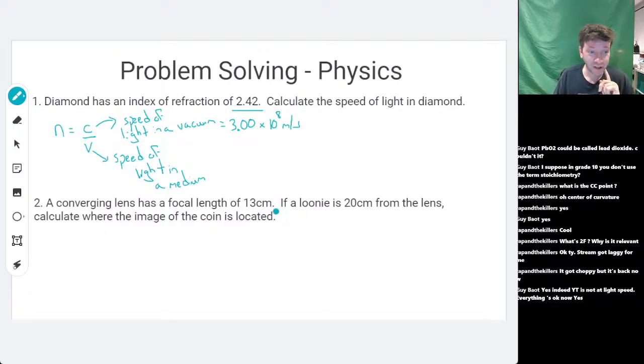Okay, so there's only two types of questions I can ask here. I can give them n and ask for v, or I can give them v and ask for n. In this case, I'm giving n. This is what n is. N does not have any units. Okay, it's just an index. So it's just 2.42. That's it. Both c and v are speeds and so have units of meters per second.